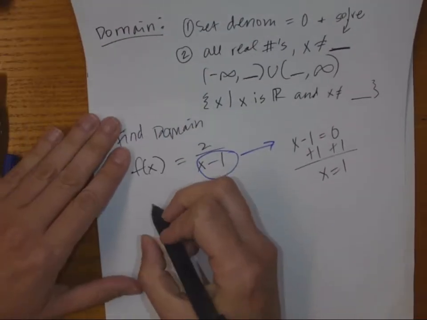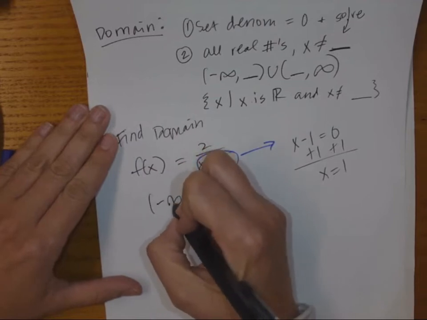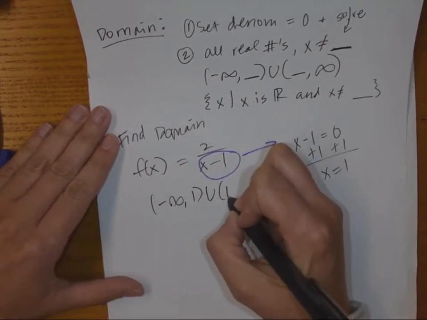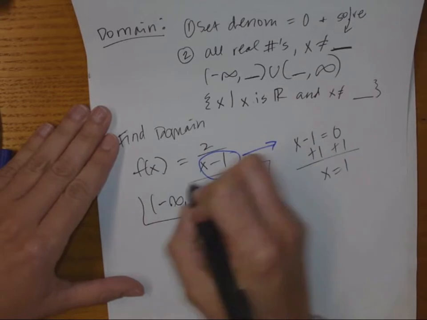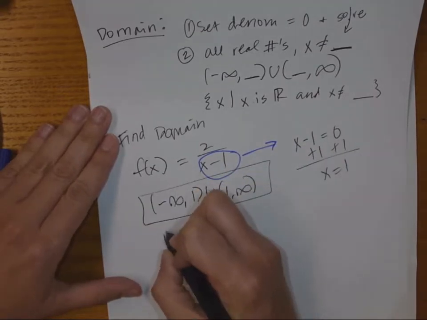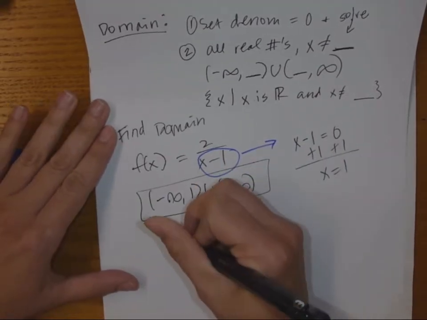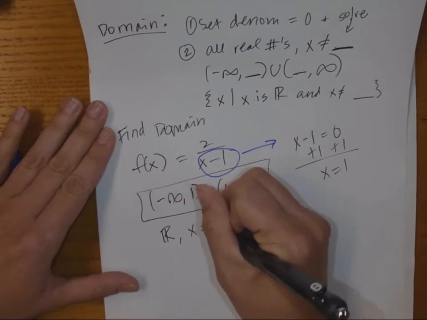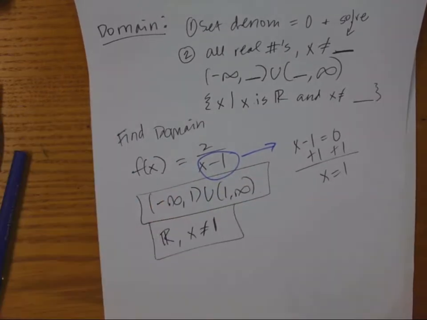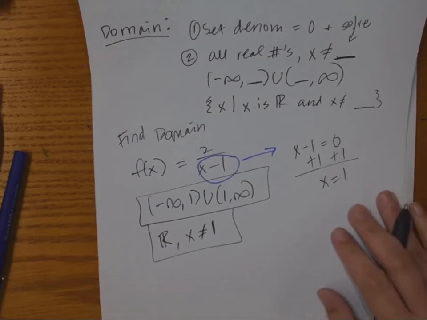Okay, so you could write it as negative infinity to 1, union 1 to infinity. That's one way you create your answer. Or you could say all real numbers. A fast way to say all real numbers is the R, but x cannot equal 1. Either way. Okay. So let's talk about simplifying these rational expressions.